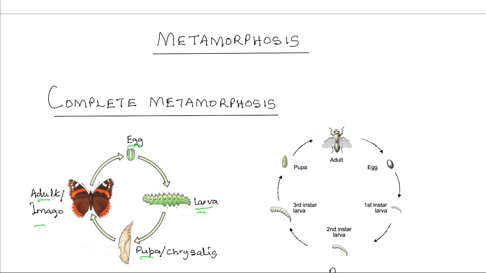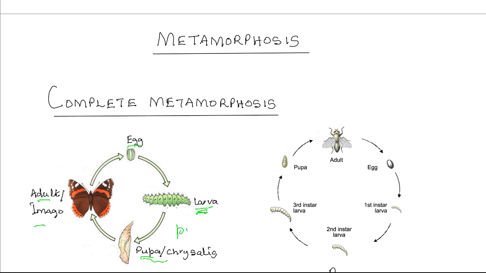The egg hatches into the larva, which again, depending on the species, may be known as a caterpillar, like in the butterfly and the moth, or maggots in flies, and grub for beetles. The larva eats a lot and grows rapidly through several molts. The larva later transforms into the resting stage known as the pupa or chrysalis.